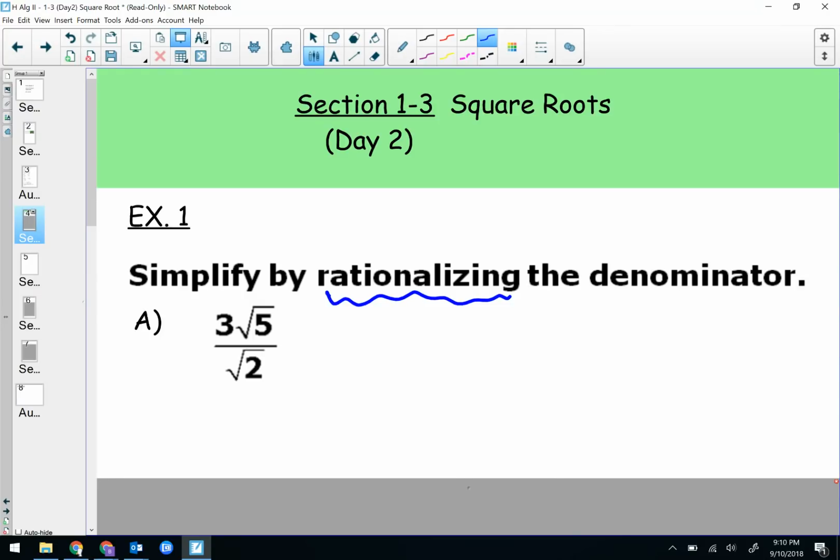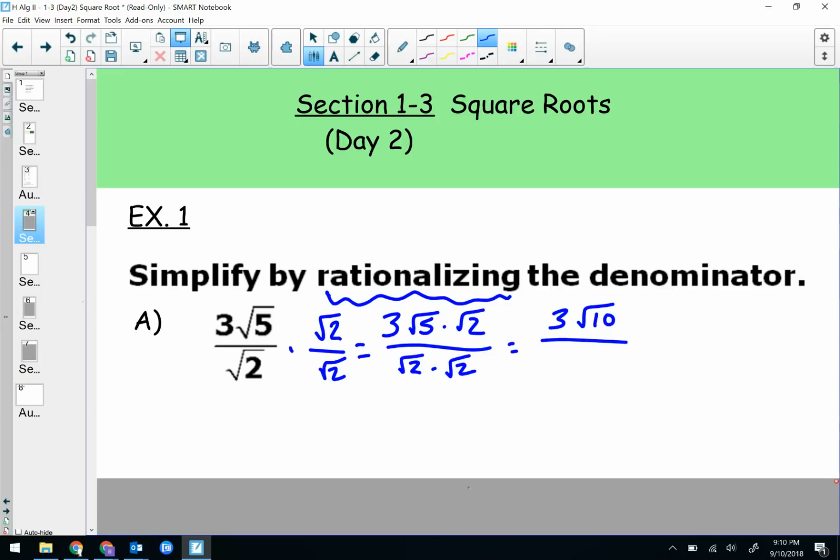Now, how do I do that? Well, the best possible way to rationalize the denominator is to multiply both the numerator and the denominator by the square root in the denominator. Why does that help? Because look at what happens. In the numerator, that's going to give me 3 times the square root of 5 times the square root of 2. In the denominator, that's going to give me the square root of 2 times the square root of 2. Well, in the numerator, that means that that's going to be 3 times the square root of 10, because everybody inside goes together. 5 times 2 is 10. And everybody down below, that's going to be the square root of 2 times the square root of 2, which is just the square root of 4.